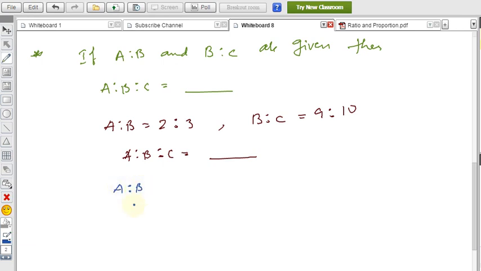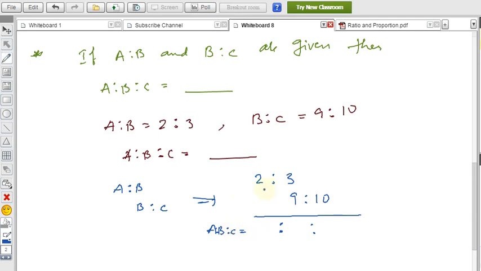A is to B and B is to C, like this. Say A is to B is 2 is to 3 and B is to C is 9 is to 10. Then we need three values, A is to B is to C, and we have to find it now.